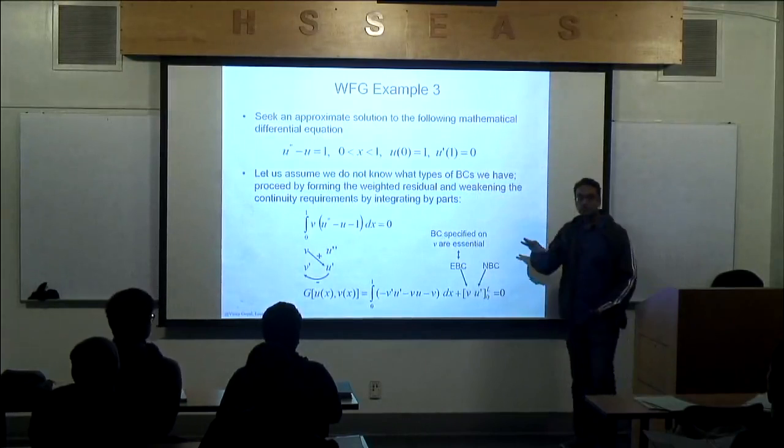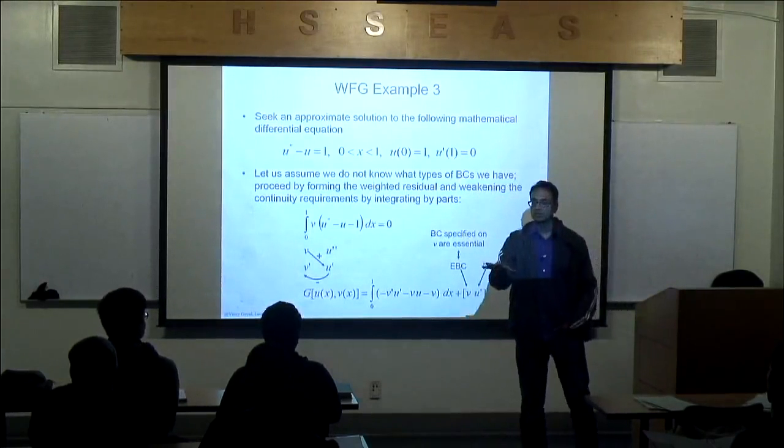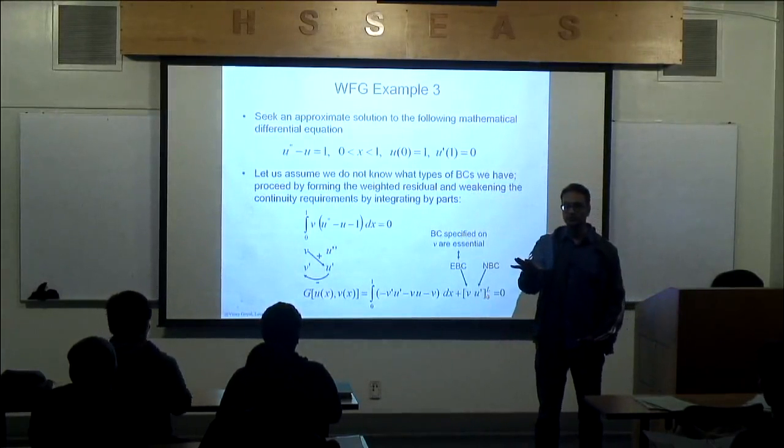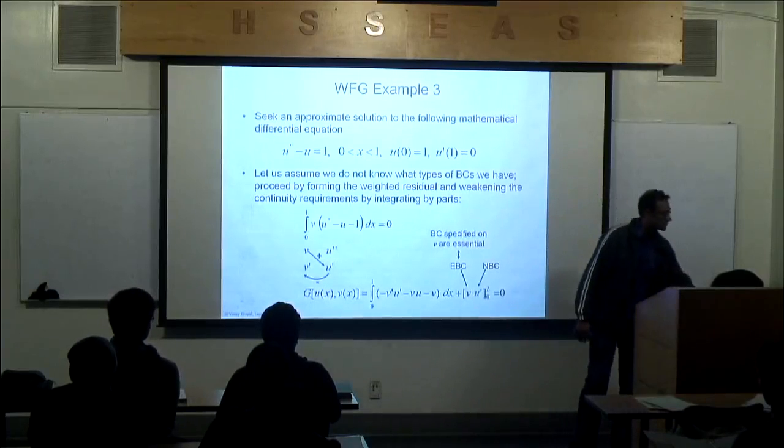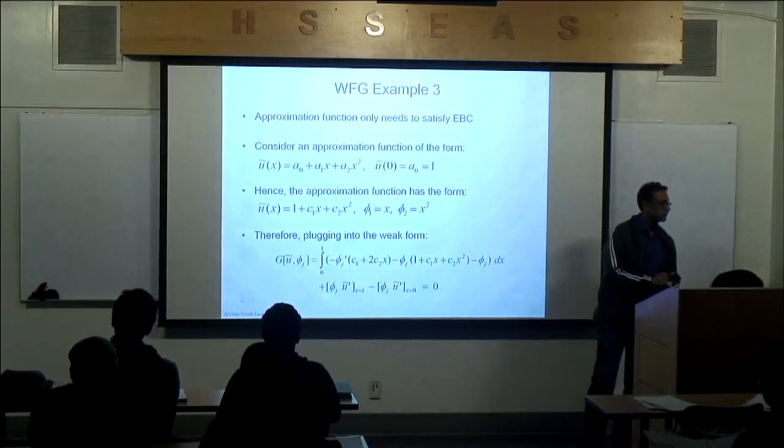So the approximate solution I select has to satisfy what? For weak form Galerkin? The essential boundary condition. So I'll go ahead and select an approximate solution. Okay?